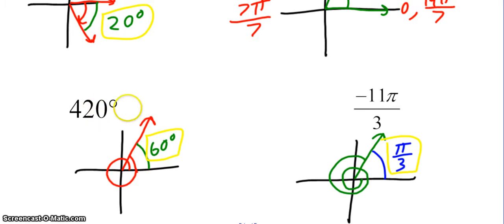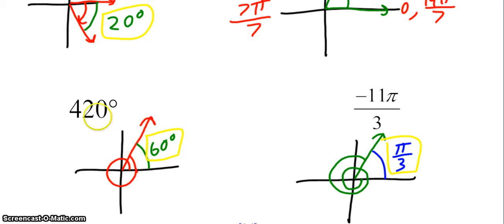Okay, so for 420 degrees, the reference angle is going to be 60 degrees. How do I come up with that? Well, first, I drew in 420 degrees. So I went around 360, and then how much more did I have to go? I had 60 more degrees to go. So since I was in the first quadrant, the reference angle is 60 degrees.